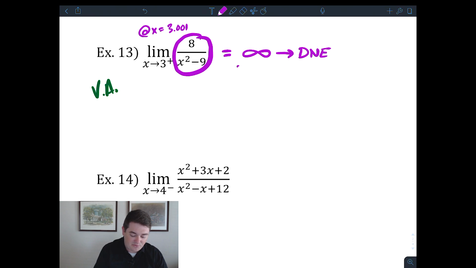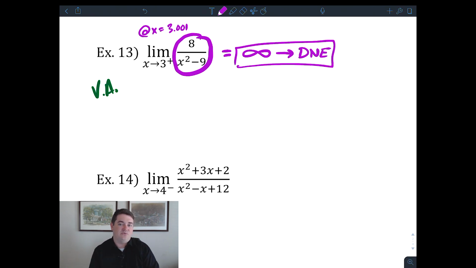Okay? But I like to see both of these together because infinity does give you information. Strictly speaking, it's not correct to say the limit equals infinity. The limit doesn't exist, but the graph tends towards infinity there.